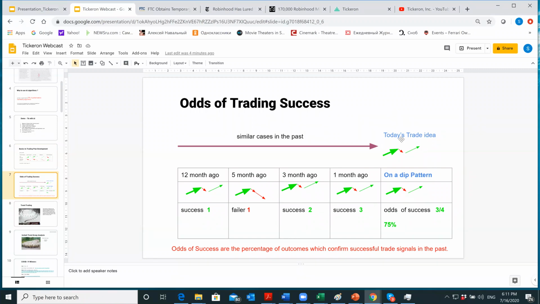Let's assume it is that type of structure, which can be found using different indicators, different approaches, patterns. It's just an idea, okay? So what we do, we go back and find the similar cases: similar case success, similar case failure, similar case success, success. So we have 3 out of 4. So odds of success, 75%, okay? Odds of success are the percentage of outcomes which come from successful trade signals in the past, okay? So when I use this term, odds of success, it means it is already a successful story.